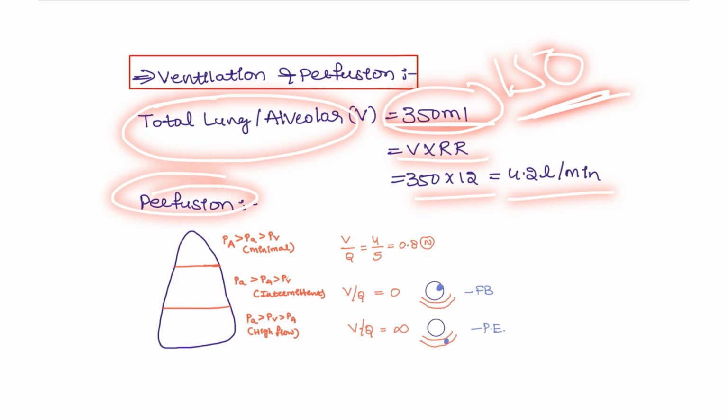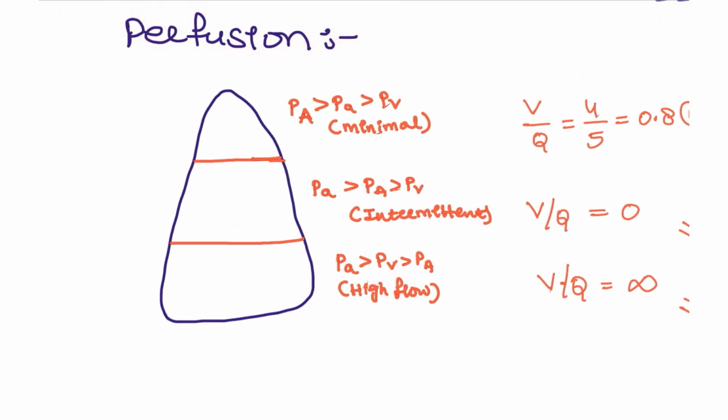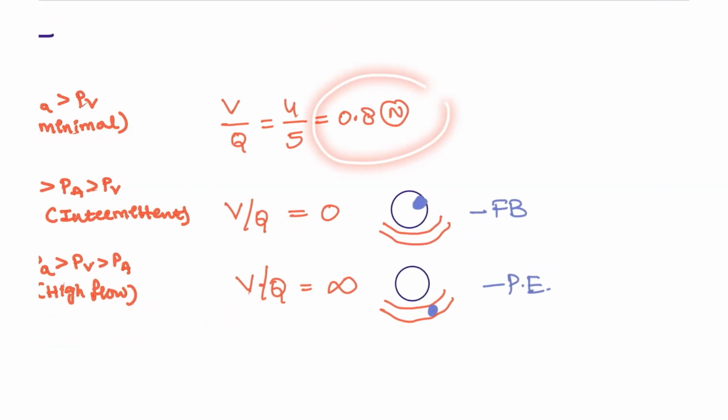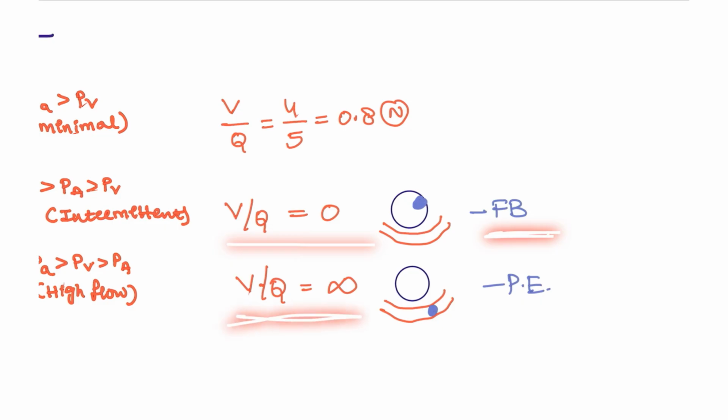And the perfusion, here you can see. The perfusion is divided into regions like the apex and the base. In the base there will be high flow of circulation, and in the apex there will be minimal circulation. So the general VQ ratio is 0.8, which is normal, and if it is 0, that is due to foreign body obstruction in the bronchioles, and if it is infinite, this is due to pulmonary embolism. The perfusion is decreased here.